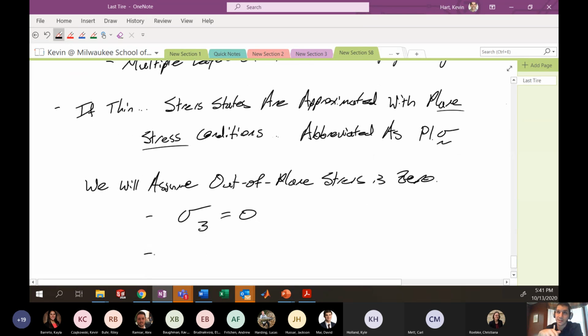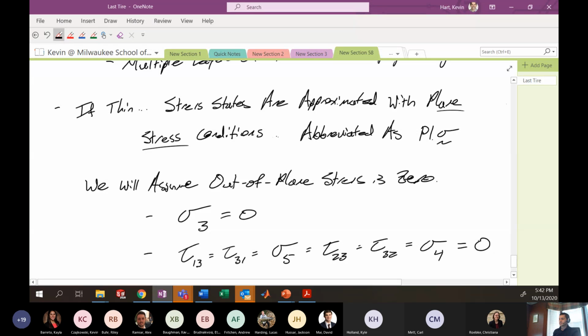Also, because we have plane stress with the out of plane direction being the 3 direction, having no stress components, then also the shear components of stress, things like tau 1,3, which here with our contracted notation we call sigma 5. This is also equal to tau 2,3, which is tau 3,2, which we call sigma 4, all equal to 0. This is what it means to be in conditions of plane stress.